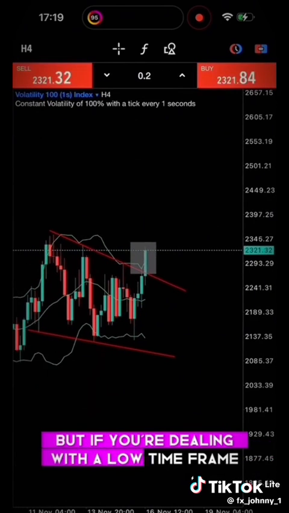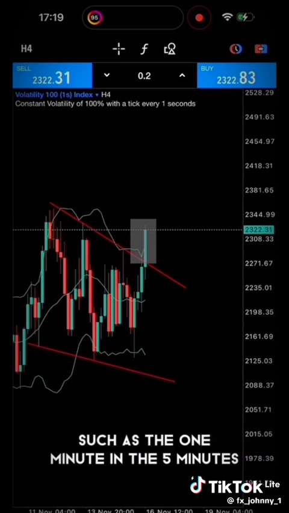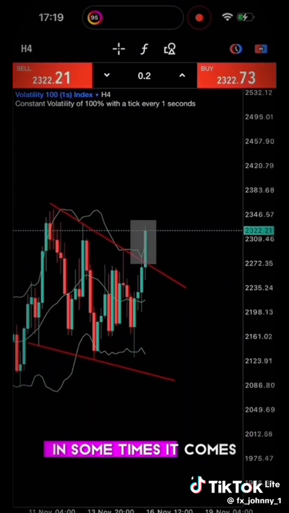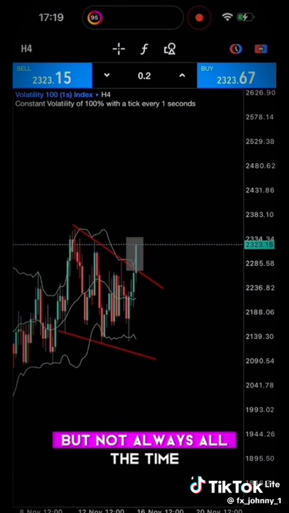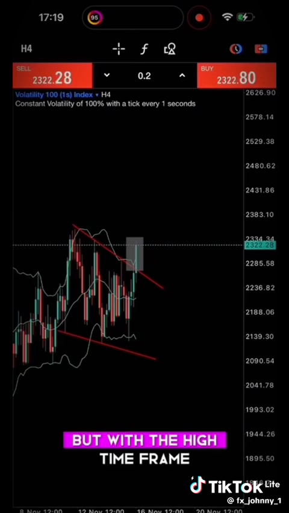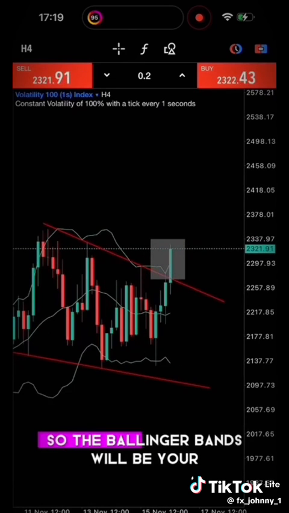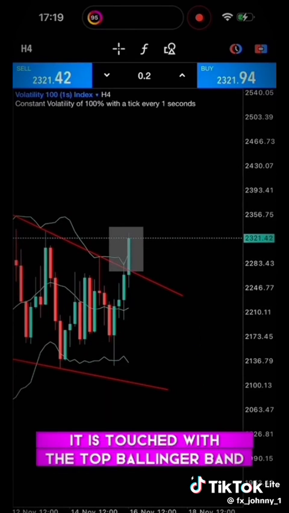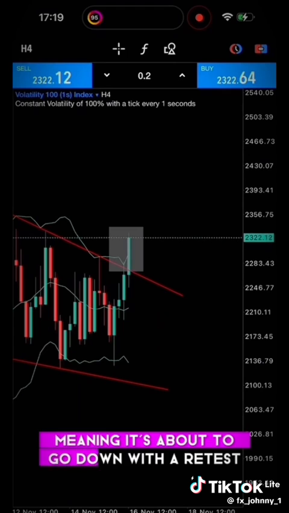But if you're dealing with a low time frame, the pullback might not come, such as the 1 minute and the 5 minutes. Sometimes it comes, but not always. But with the higher time frame, it does come. So the Bollinger Bands will be a go-ahead because it has touched the top Bollinger Band, meaning it's about to go down with a retest.